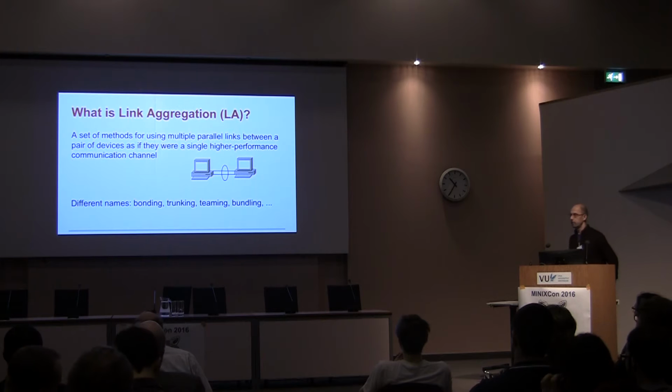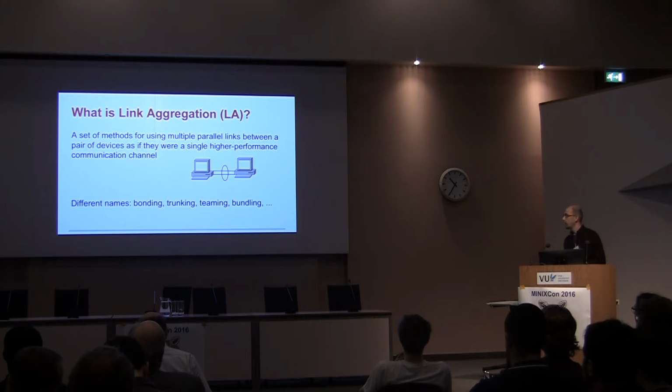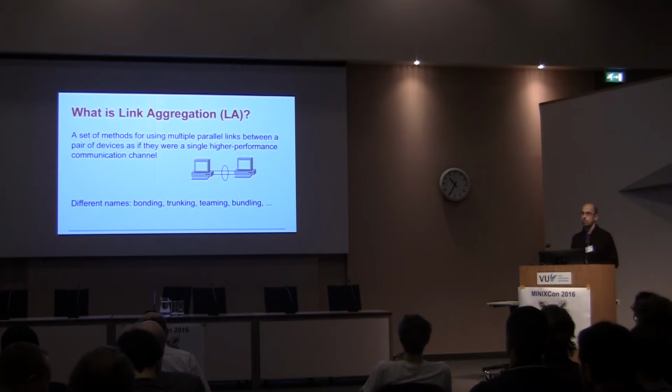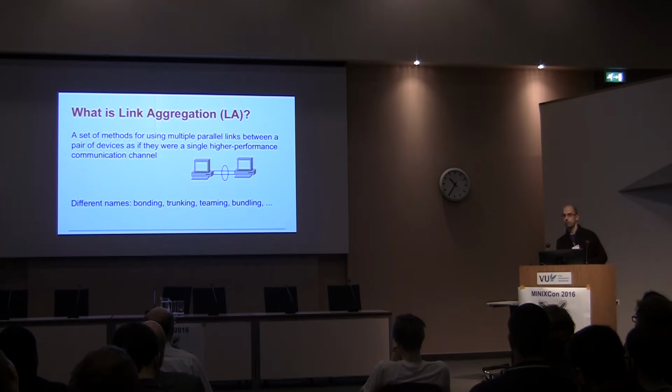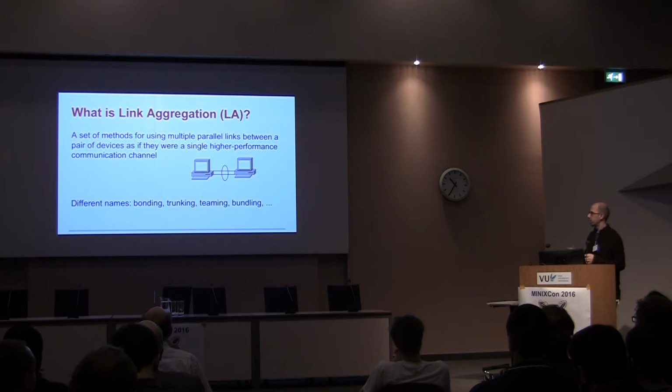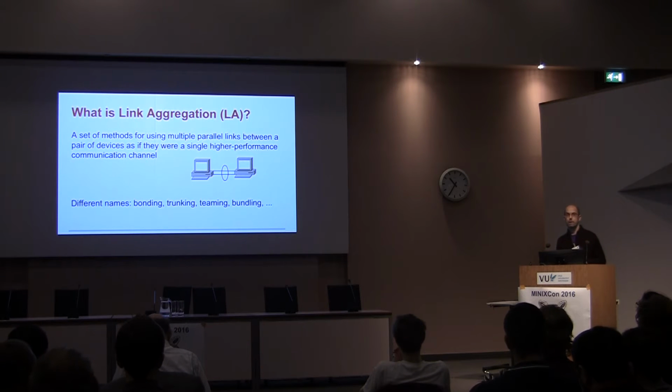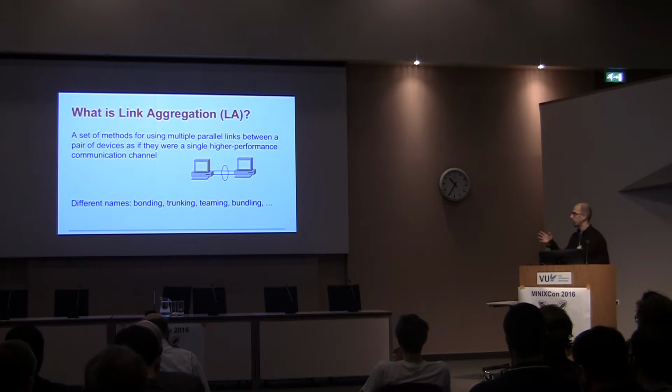Here's the definition. Link aggregation is basically when you don't want to change networking technology, but you want more performance from your networking infrastructure. There are different names for aggregation. Some of you might have heard it under the name of bonding, trunking, bundling, teaming, or whatever.